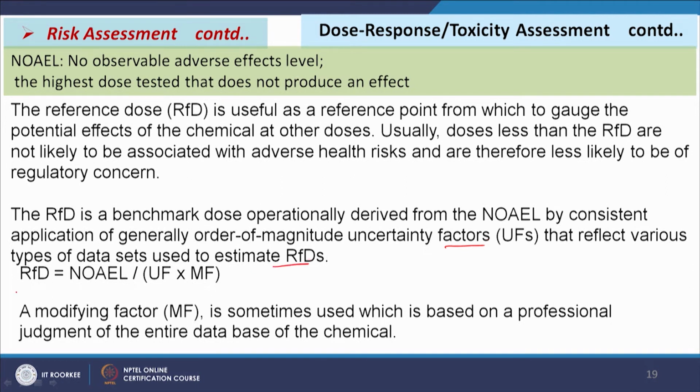So, the relationship is RFD equals NOAEL divided by UF times MF. MF is a modifying factor. Somewhere you may get the relationship RFD equals NOAEL by UF, and somewhere you may get this relationship as mentioned here. That MF, the modifying factor, is sometimes used, which is based on a professional judgment of the entire database of the chemical which is used.